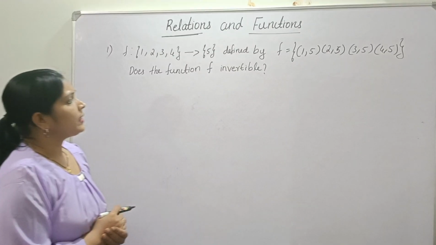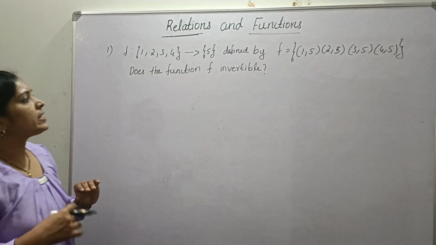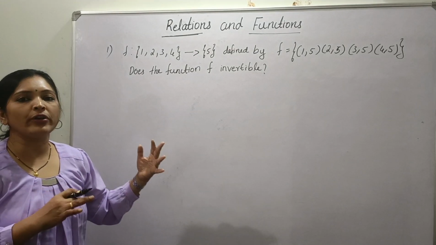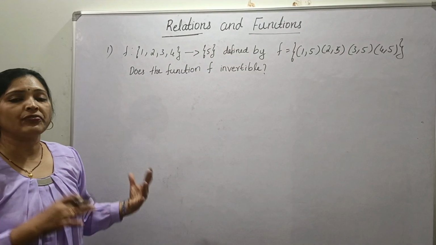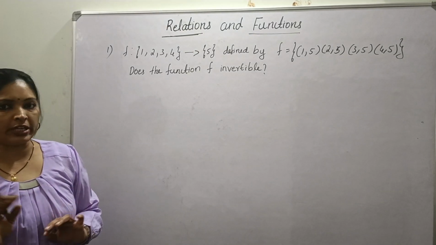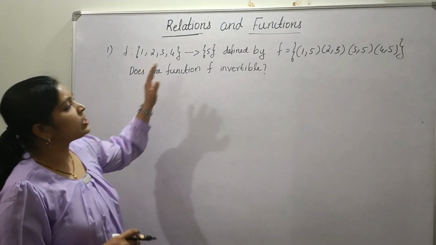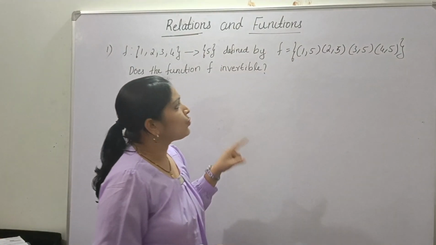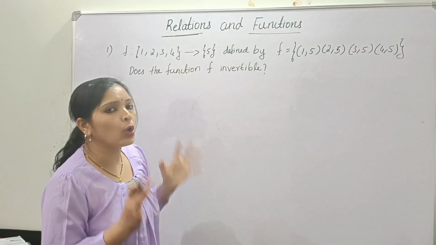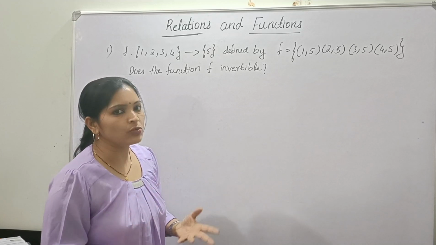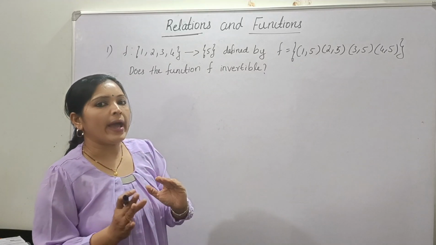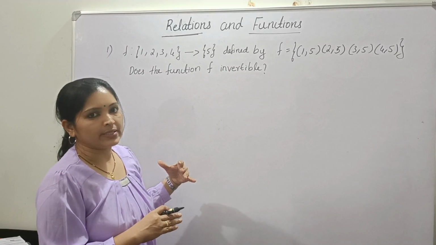So here, to check whether f is invertible or not, first of all, let us check whether this given function is 1-1 and onto. If the function is 1-1 and onto, then we can confirm the given function is invertible, right? So here the given function is defined by (1,5), (2,5), (3,5), (4,5). See, here the only element in the codomain has a pre-image, therefore it is onto. But here see, this 5 has more than one pre-image, right?